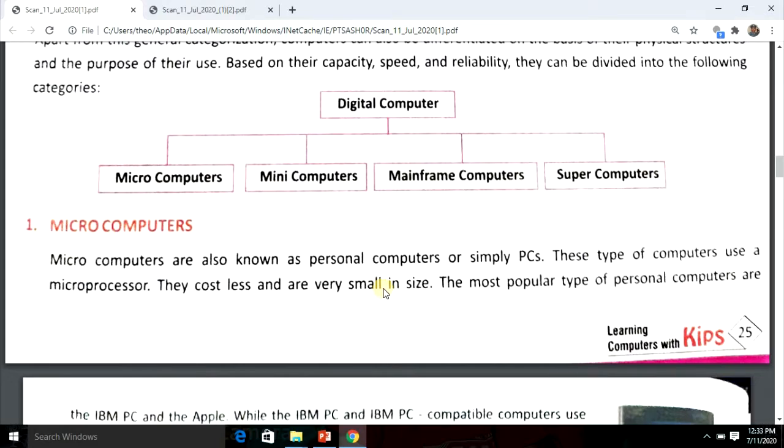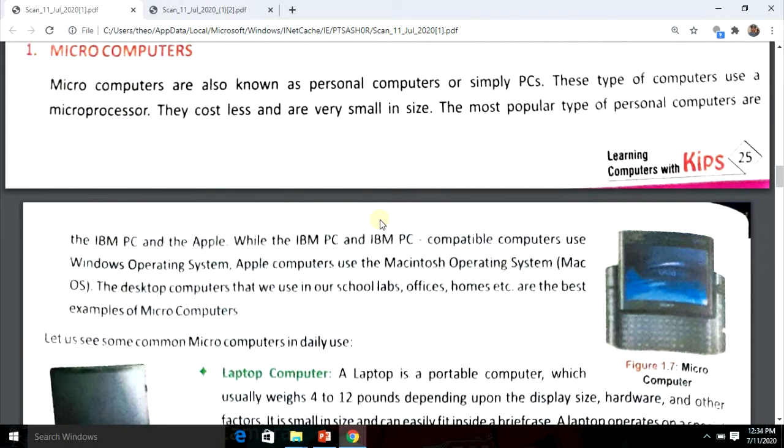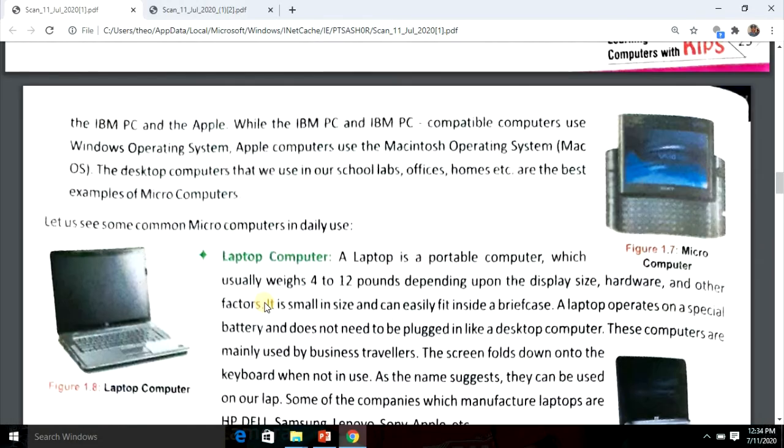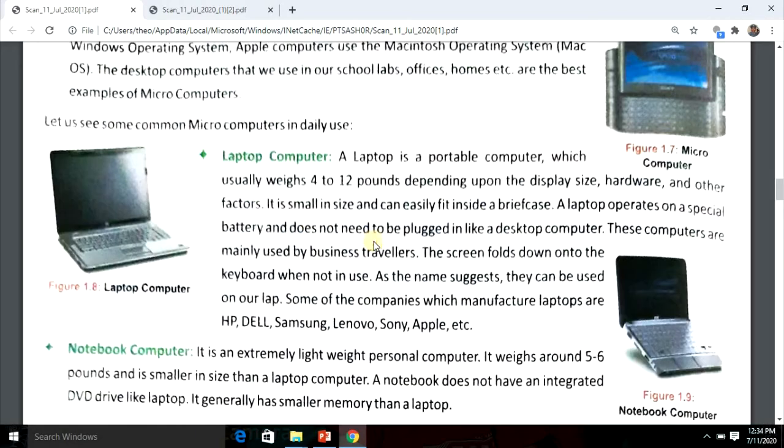and supercomputer. So the microcomputer is also known as the personal computer, our PC that we use. This type of computer uses a microprocessor, is small in size, low in cost, and the most popular computer among people. Is it clear? Apple computers use the Macintosh operating system, Mac OS. The desktop computers used in our school offices are the best example of a microcomputer.